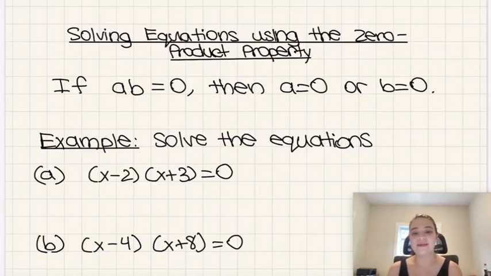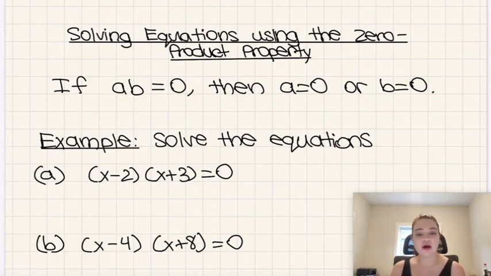Today, we're going to talk about solving equations using the zero product property. So, what is the zero product property? The zero product property states that if A times B is equal to zero, that means either A is equal to zero or B is equal to zero or both, right? It's the inclusive or in this case. And just in general in mathematics, it's the inclusive or as well.